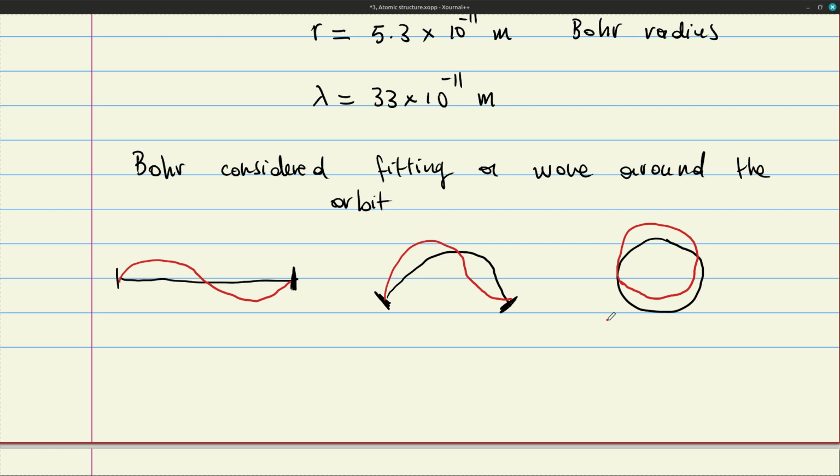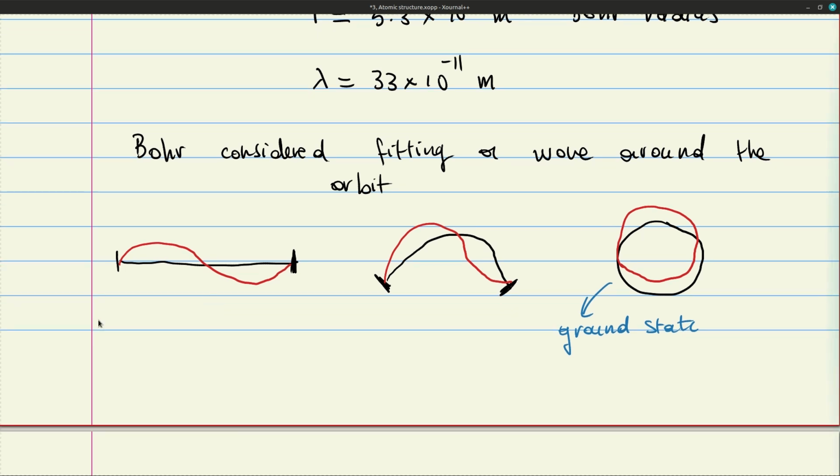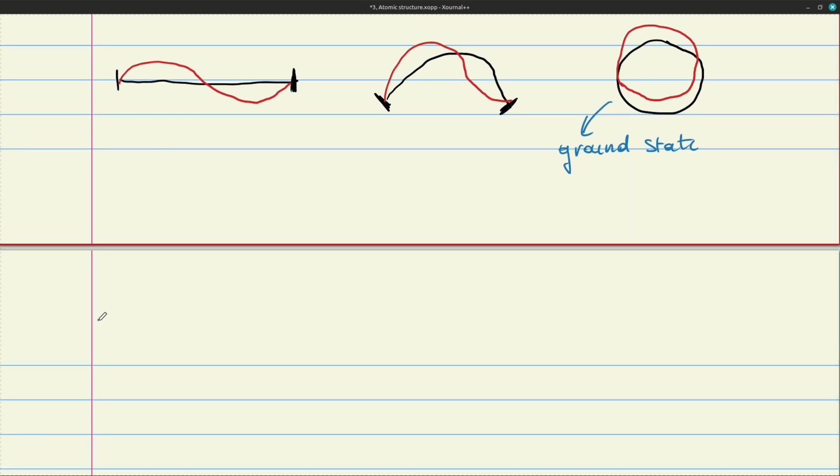So this is what I call ground state. So I can have more nodes in the orbit, and I can have so-called excited states. Then the basic principle to determine these excited states is like this.